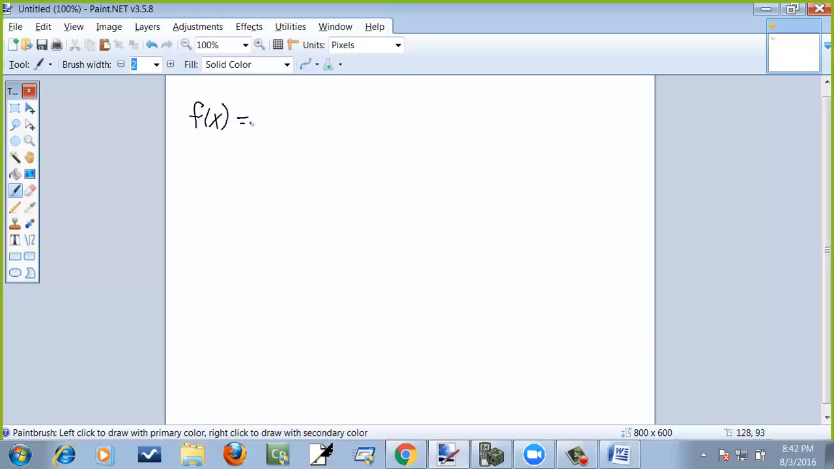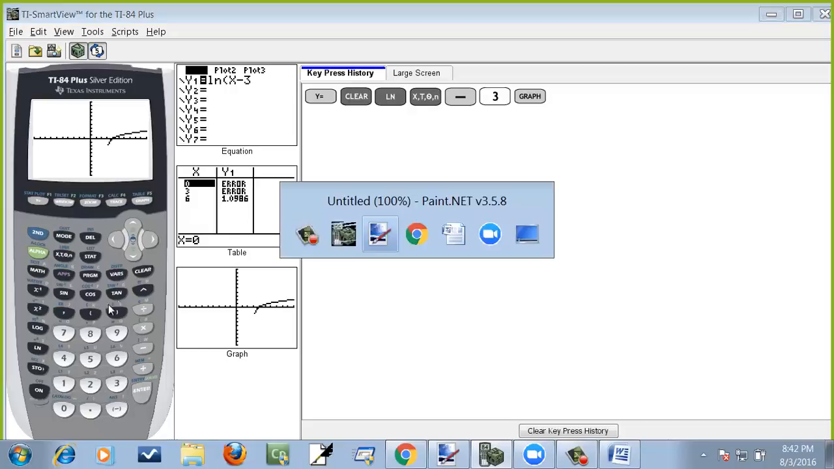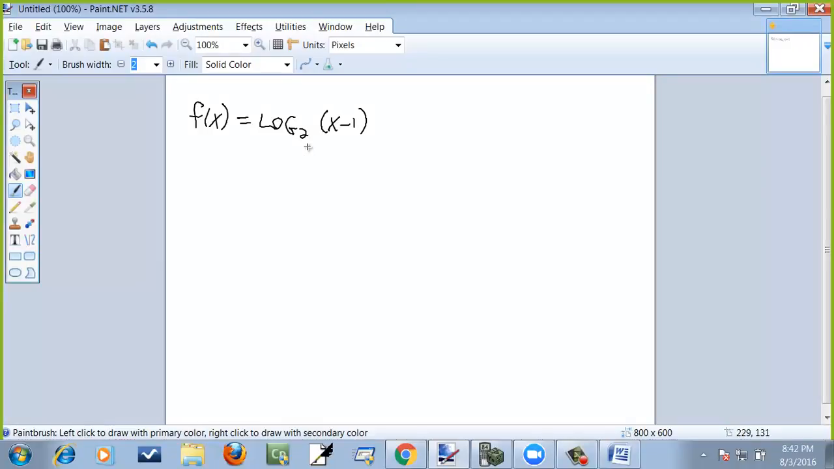Okay, so let's say I got log base 2 of x minus 1. We got two buttons on our calculator. We got a log button, which is base 10. That's our common log. We got our ln button, which is base e. That's our natural log. We do not have a button for base 2 because you can put any number there. So I'd have to have an infinite number of buttons in order to handle that. What we're going to do is rewrite this using the change of base.